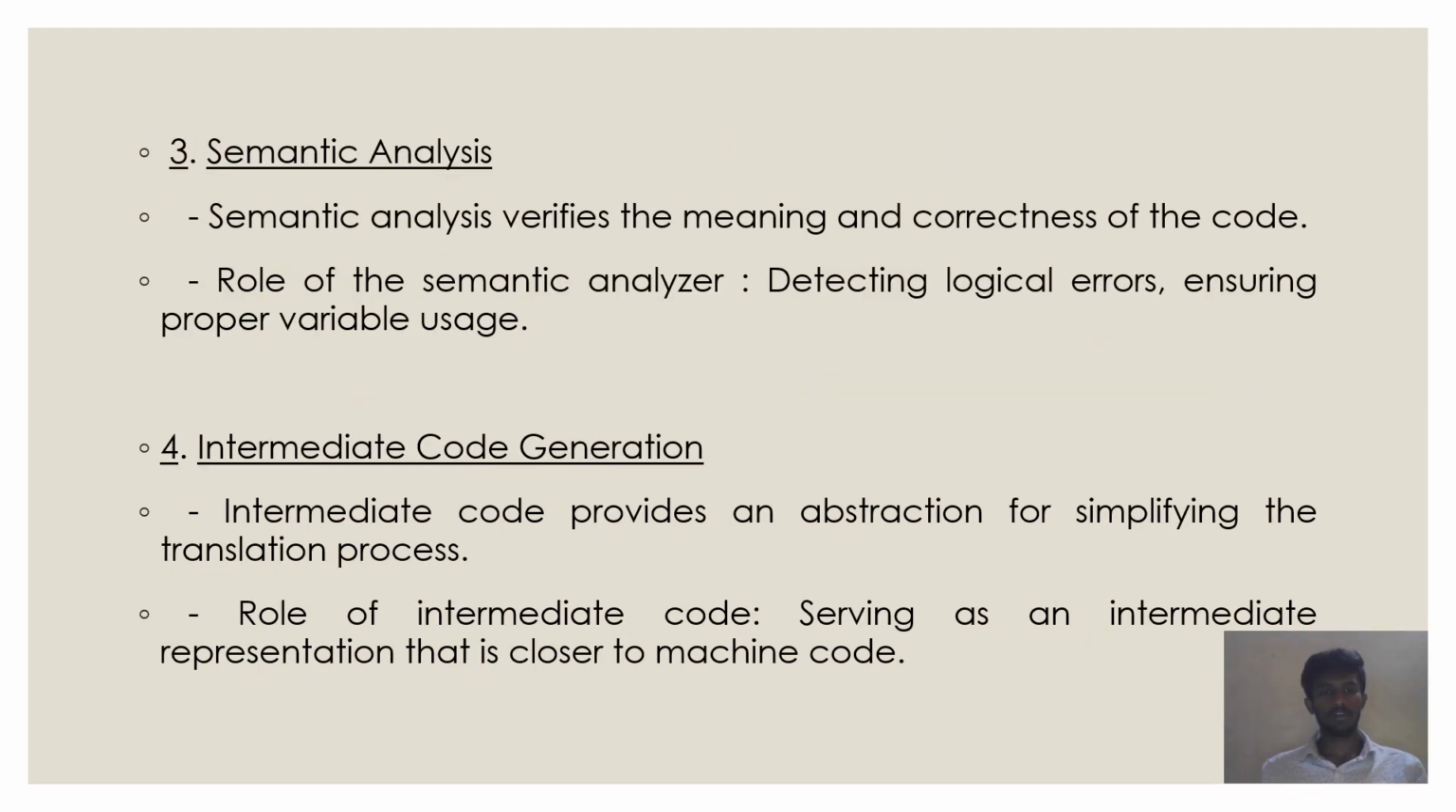Let's move on to the third one, that is semantic analysis. Semantic analysis verifies the meaning and correctness of the code. The role of the semantic analyzer is detecting logical errors and ensuring proper variable usage. The fourth one is the intermediate code generator. The intermediate code provides an abstraction for simplifying the code translation process. The role of the intermediate code is serving as an intermediate representation that is closer to the machine code.